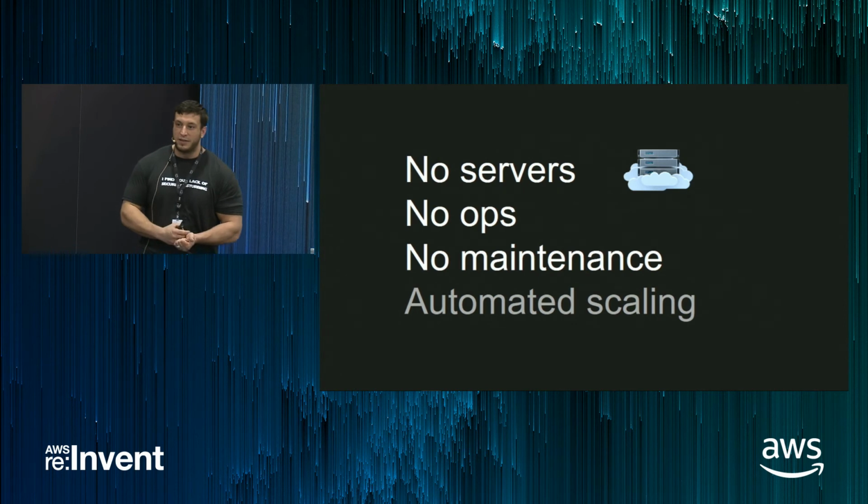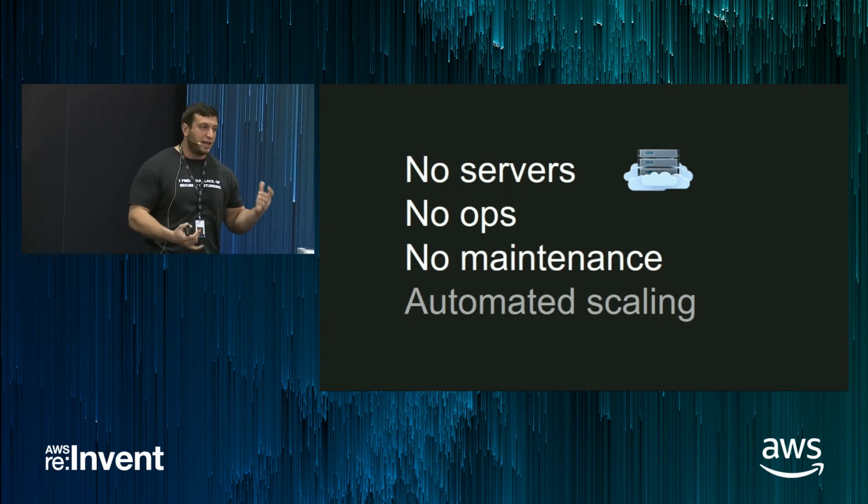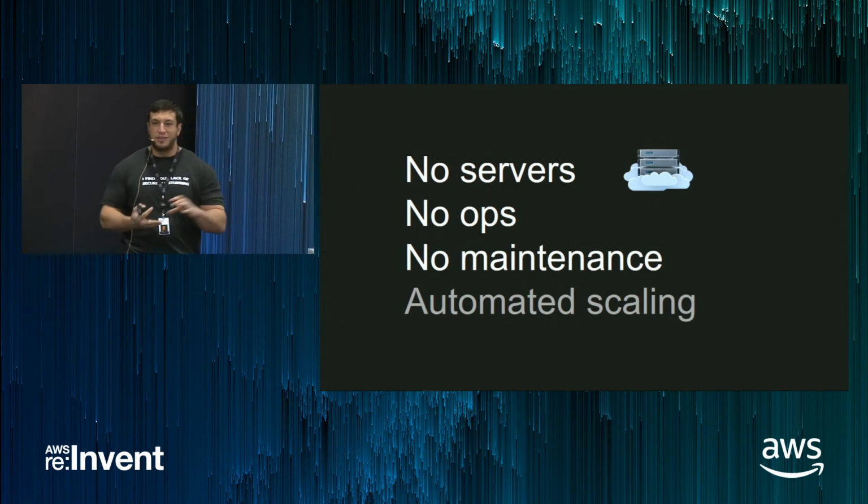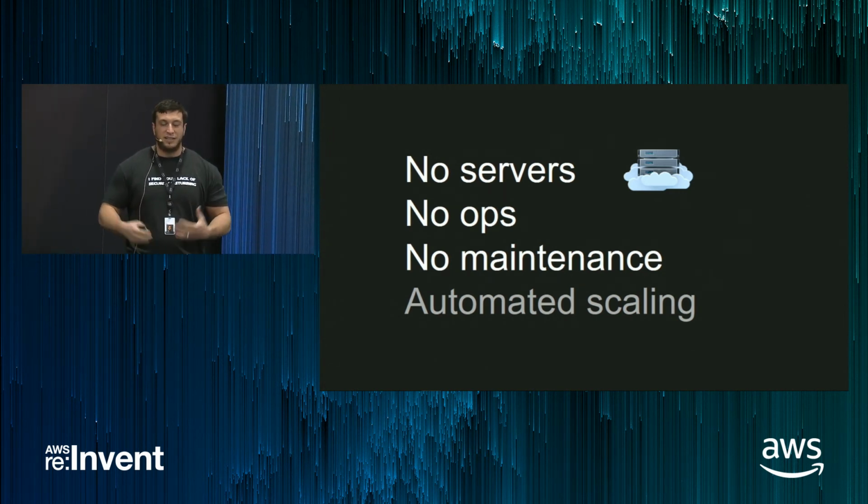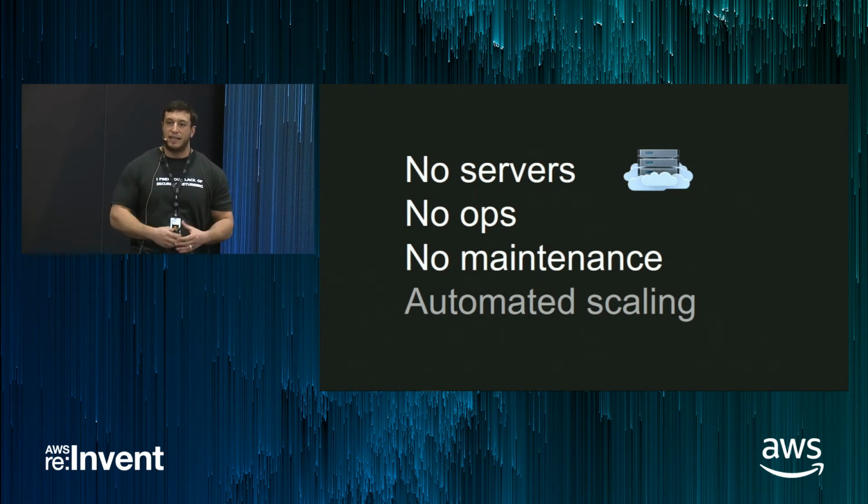There's also no maintenance. So when you have a server, you need to worry about things like security patches, the latest version of Python or Node, just a million different things. With Lambda, it just doesn't matter because they're these ephemeral containers that Amazon maintains for you.